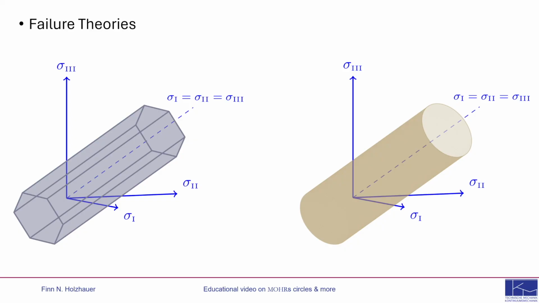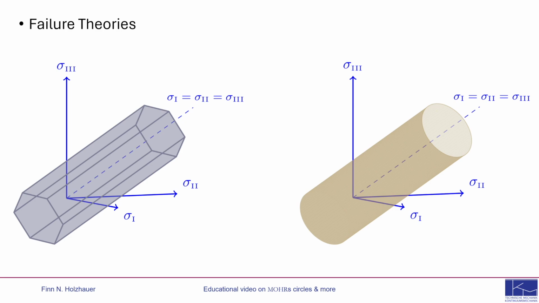These representations show the principal stress space, with sigma 1, sigma 2, and sigma 3 as the axes. The principal stress space must not be confused with the principal axis system. It is merely an abstract space. Each point in this space corresponds to a stress state at a material point. If the point representing the current stress state lies inside the bounded region, failure is not expected.